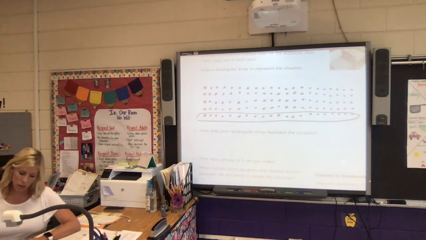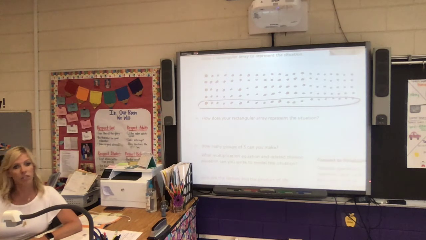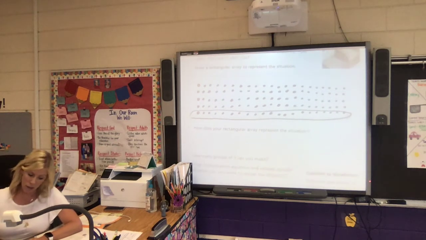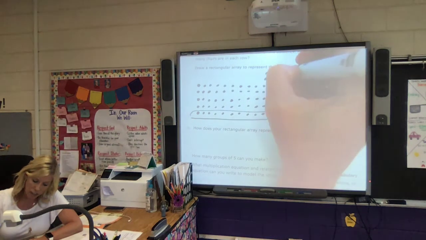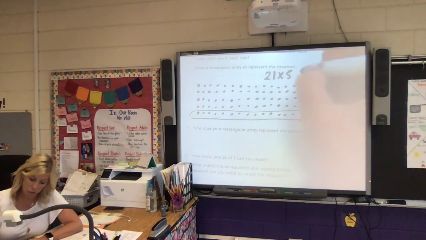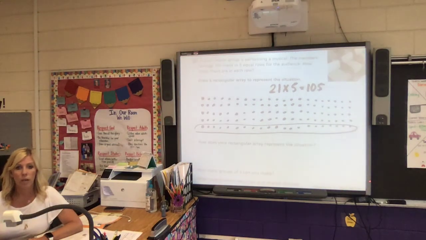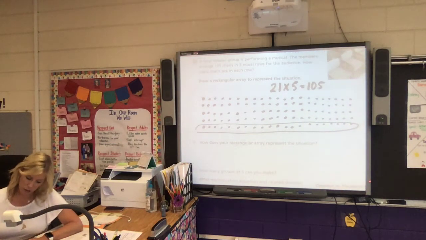Now this also makes me think about how multiplication relates to division. Not only does 105 divided by 5 equal 21, but I know that 21 groups of 5 or 5 groups of 21 is going to give me 105. So we can always work backwards and talk about those.